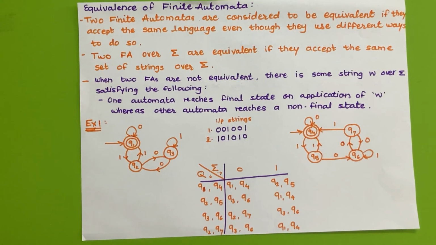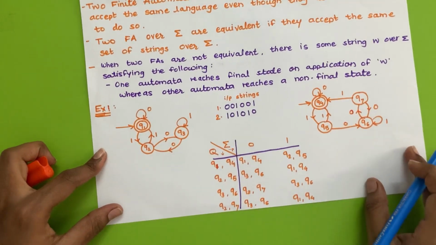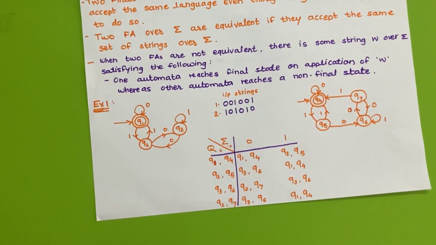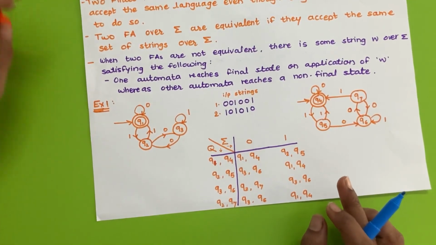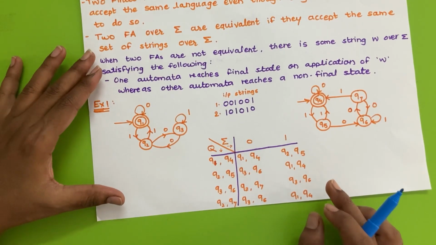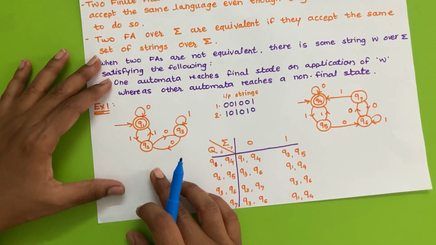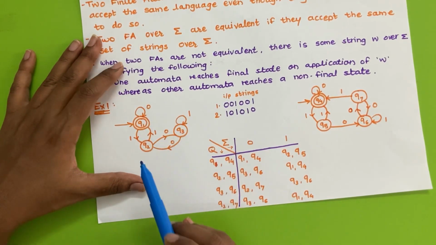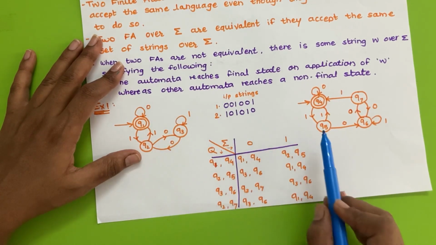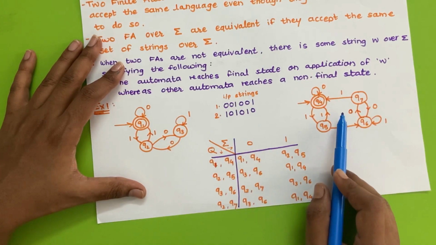Hello guys, our next topic is equivalence of states. We'll take the same example as we took in equivalence of finite automata. So this is the finite automata. These two are equivalent finite automata.